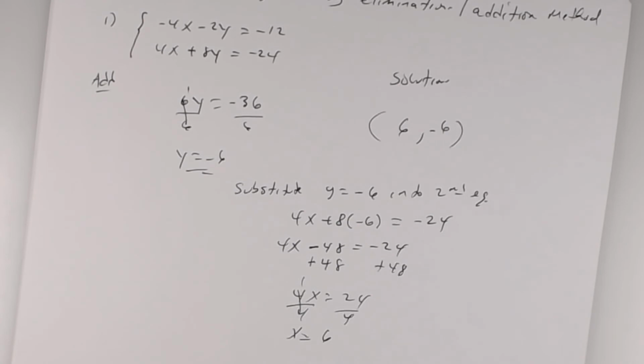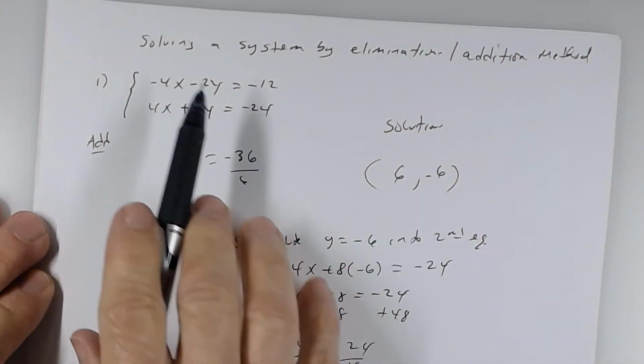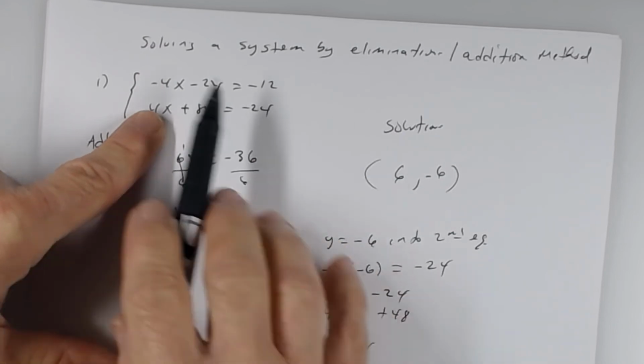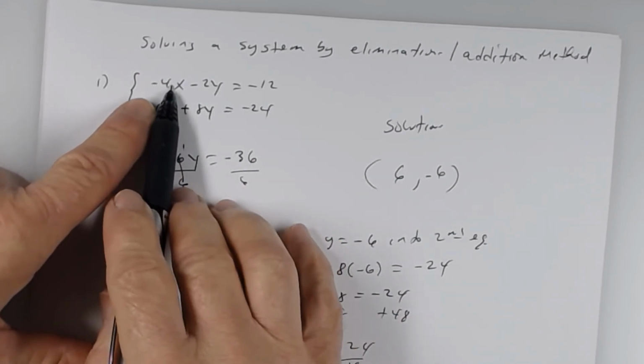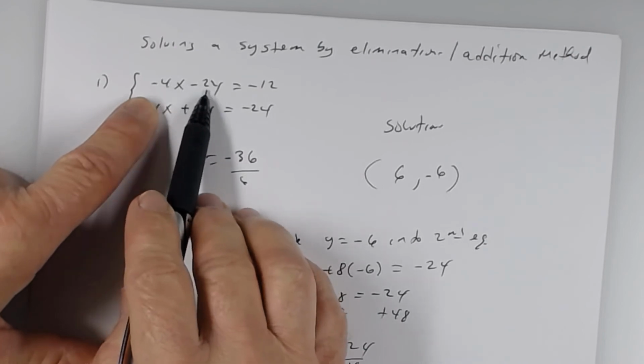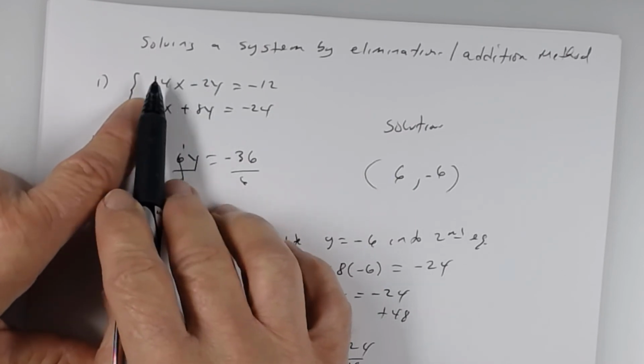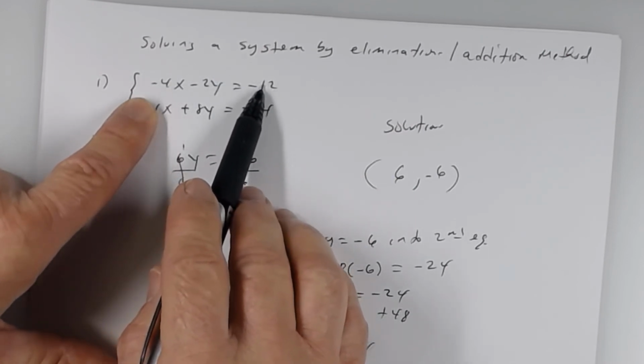Now remember, check your solution. Some of you, when you did the worksheet on solving by graphing or solving by elimination, could easily have determined if your work was correct by checking your solution. So if I check my solution, (6, -6) better make both of those equations true. So let's check. x is 6, y is negative 6. What's negative 4 times 6? Negative 24. What's negative 2 times y? y is negative 6. Positive 12. A negative 24 and a positive 12 is a negative 12. So my first equation is okay.